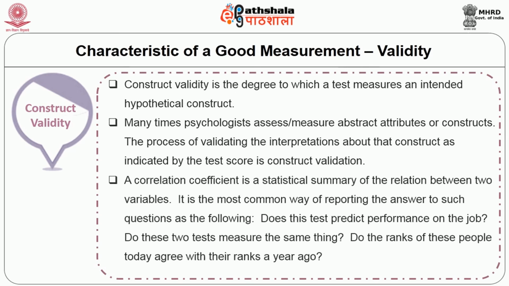A correlation coefficient is a statistical summary of the relation between two variables. It is the most common way of reporting the answer to such questions as the following: does this test predict performance on the job? Do these two tests measure the same thing? Do the ranks of these people today agree with their ranks a year ago? Rank correlation and product moment correlation relate to this.